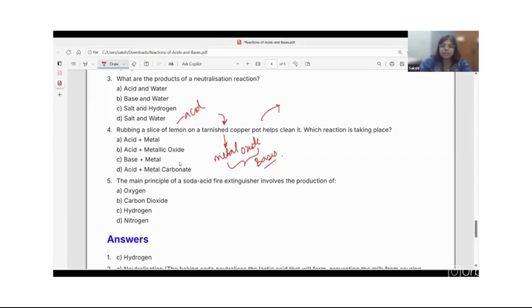What is the main principle of the soda acid fire extinguishers? It is involved in production of what? So acid is there and soda is there. Soda is a base. So what does it produce and what do fire extinguishers release? If you remember, I told you about baking soda. Soda means we can consider sodium hydrogen carbonate and an acid. So basically here carbon dioxide is released, and fire extinguishers use carbon dioxide to extinguish fires.